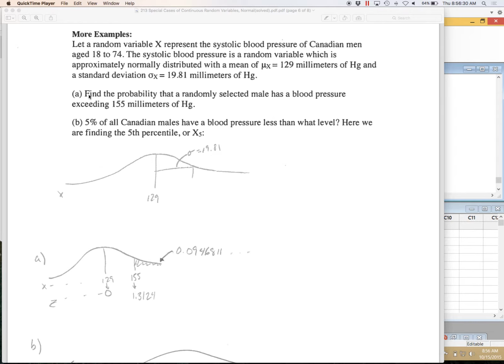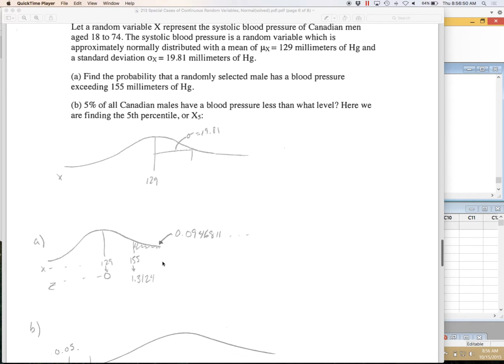Part A says find the probability that a randomly selected male has a blood pressure that is larger than, or exceeding, 155. So in pictures, here's the middle, this is what I expect, that's the average. And anybody that has a blood pressure of over 155, we want to know the probability of that. There are a number of ways you can try to accomplish this problem.